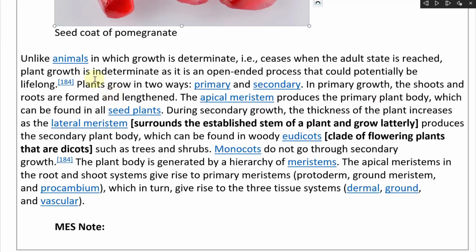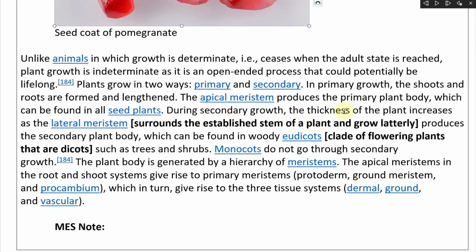It's very interesting. So unlike animals in which growth is determinate, i.e. ceases when the adult state is reached, plant growth is indeterminate, as it is an open-ended process that could potentially be lifelong. Plants grow in two ways, primary and secondary. In primary growth, the shoots and roots are formed and lengthened. So that's a primary one. And then the apical meristem produces the primary plant body, which can be found in all seed plants.